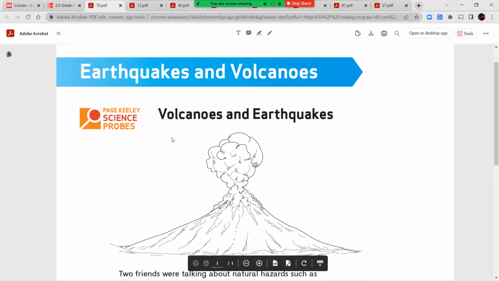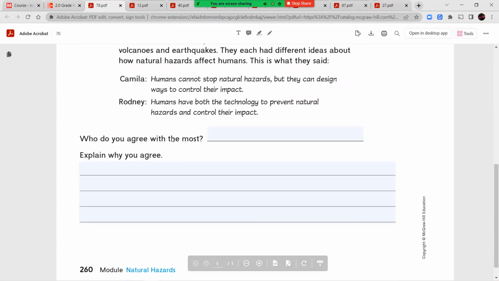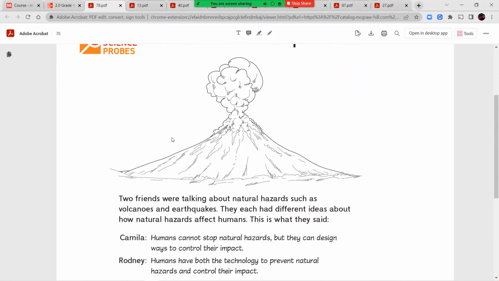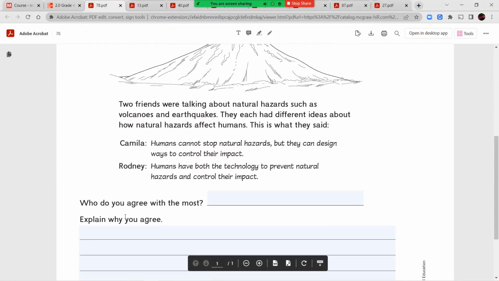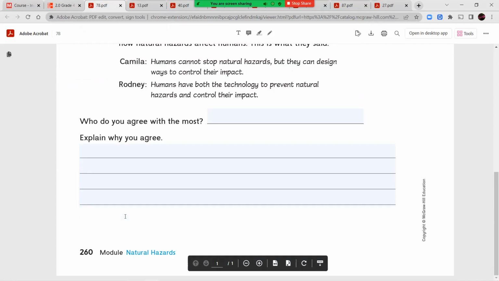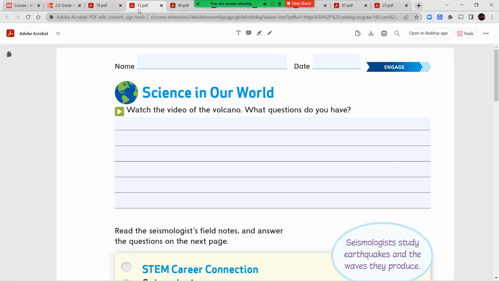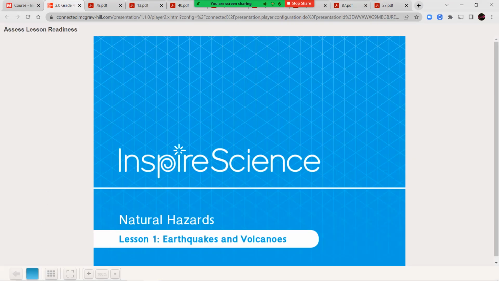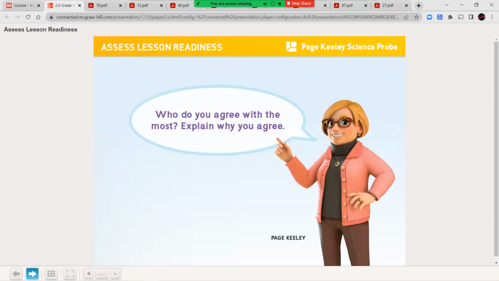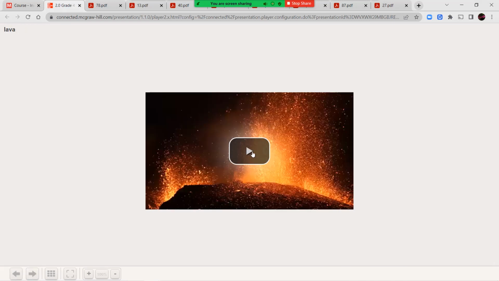You're going to open up your books, your workbooks, to page 260. Read through the scenario, decide which of the friends you agree with the most, and explain why using complete sentences on the lines below. Once you've completed that, we're going to watch the video of the volcano, and then you're going to write down any questions that you have. Let's go ahead and take a look at that video together.